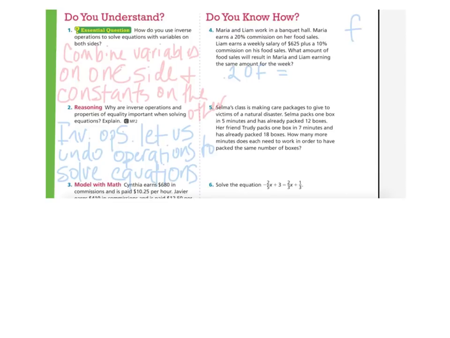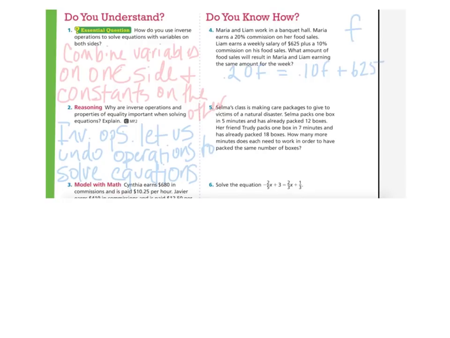And that's got to be equal to Liam's earnings. So Liam gets $625 every week, right? Plus 10% of his food sales. Well, 10% of his food sales will be 0.10F, but then he gets $625. Okay?